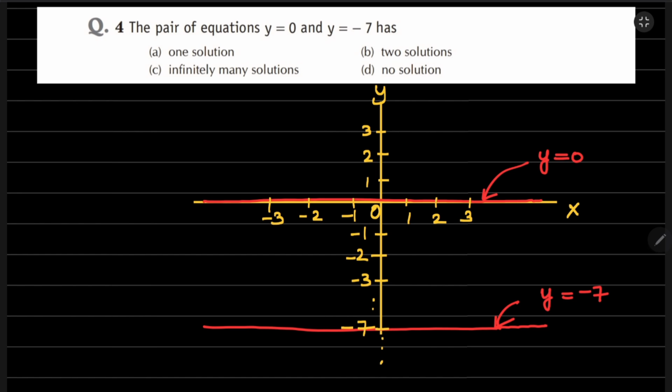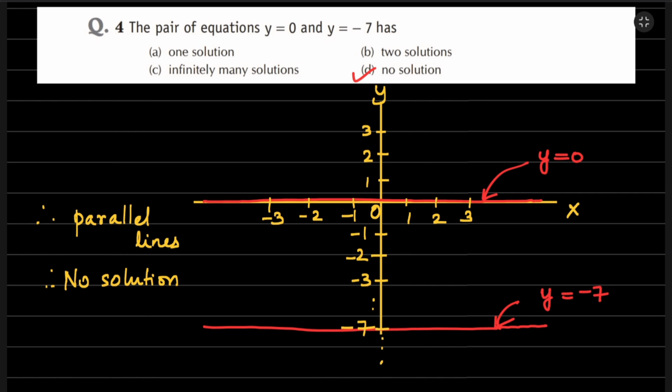Always remember, y equal to 0 is your x-axis. x equal to 0 will be your y-axis. So this will be the x equal to 0 line. Now what do you say about these two lines? They are parallel, right? Therefore, these are parallel lines. And will parallel lines have any solution? No. Therefore, they have no solution because they'll never meet. So which is the answer here? D, no solution. I hope you understood.